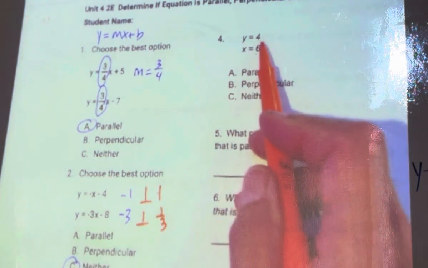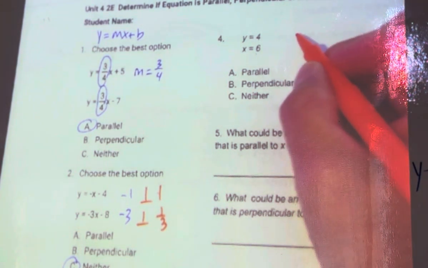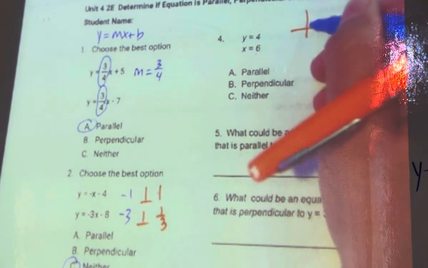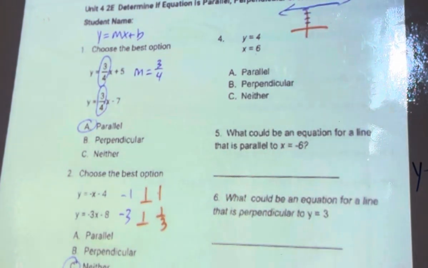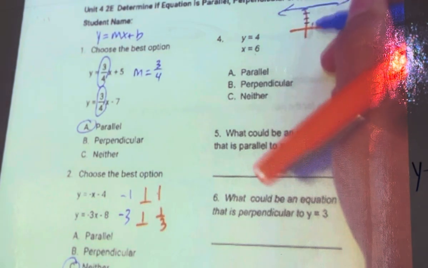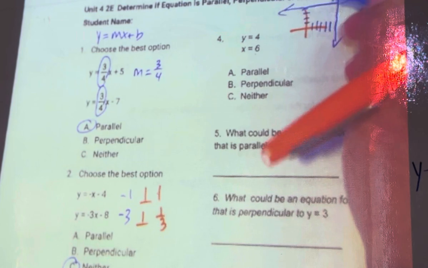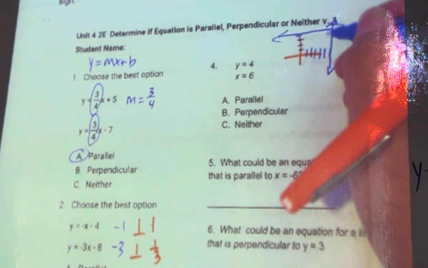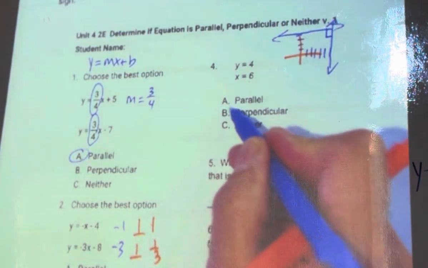So y equals 4. What kind of line is that? I heard it. You're correct. Horizontal. So y equals 4, you're going to have a horizontal line, and then you have x equals 6. What kind of line is that going to be? Vertical. So a horizontal and vertical line, which would be like our ceilings and walls, should meet at what kind of angle? A 90, which makes them perpendicular.